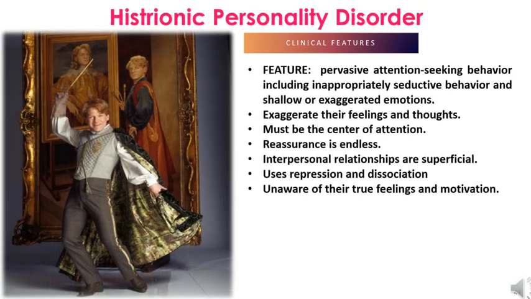Histrionic personality disorder. The main feature of a histrionic personality disorder is pervasive attention-seeking behavior, including inappropriately seductive behavior and shallow or exaggerated emotions. Persons with histrionic personality disorder are generally cooperative, excitable, emotional and behave in a colorful, dramatic, extroverted fashion. Gestures and dramatic punctuation in their conversations are common. Accompanying their flamboyant aspects, however, is often an inability to maintain deep, long-lasting attachments.